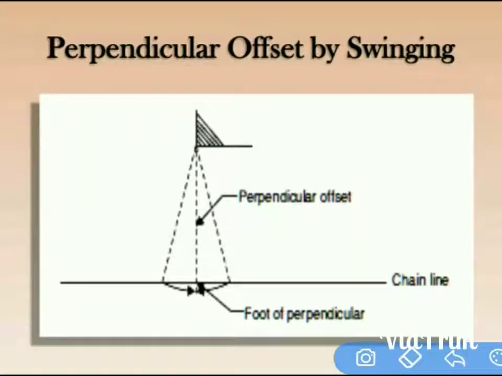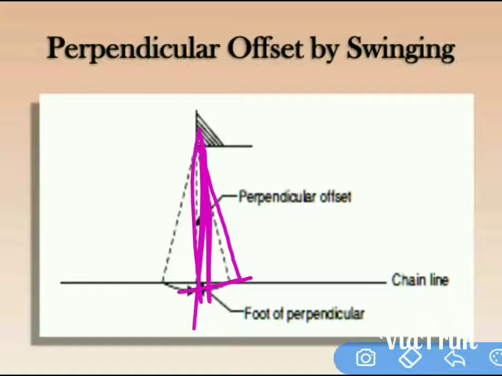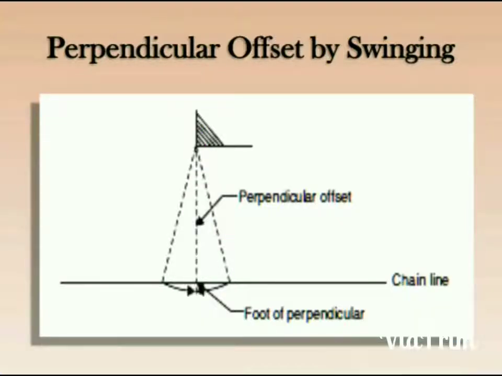Simple. We are taking the offset like this by swinging. First we take it here, then we swing the tape, then that will become a straight line. After swinging the tape or chain, we get a straight line, right? Then we consider this least distance as the offset. Clear?